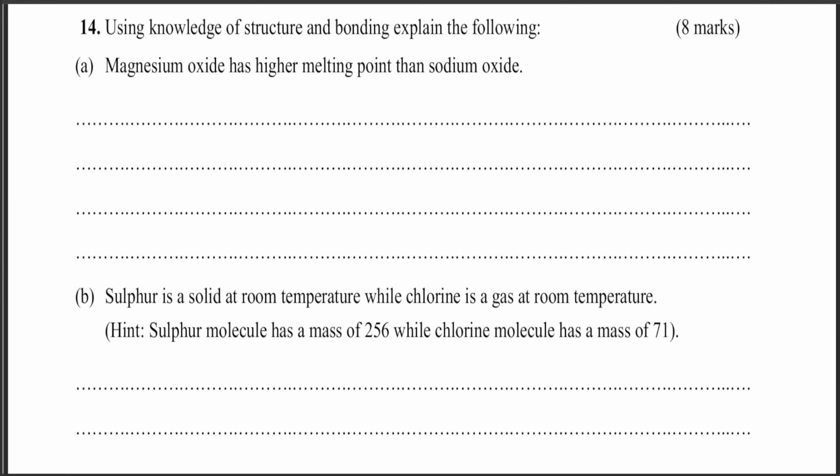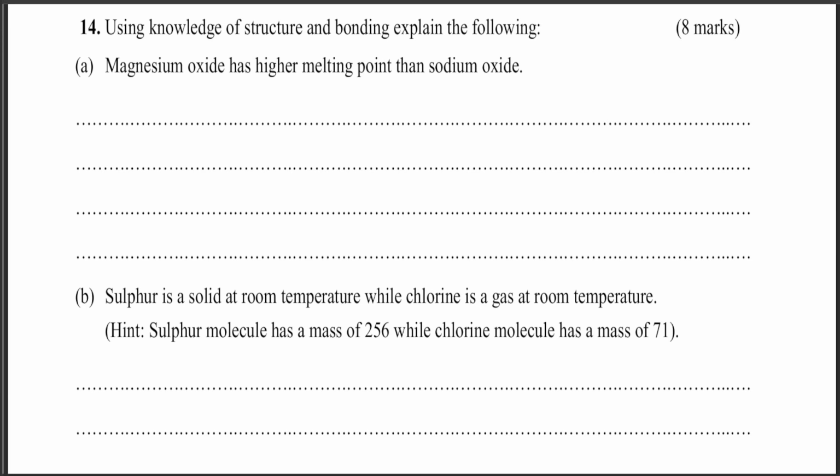Question 14. Using knowledge of structure and bonding, explain the following. Question A. Magnesium oxide has a higher melting point than sodium oxide. Question B. Sulfur is solid at room temperature while chlorine is a gas at room temperature. The sulfur molecule, the hint you've been given, has a mass of 256, while the chlorine molecule has a mass of 71.